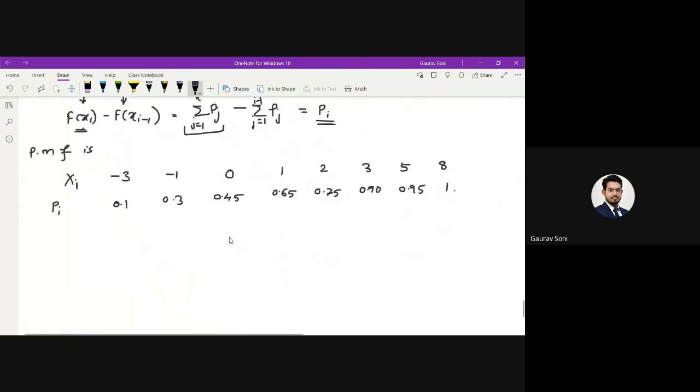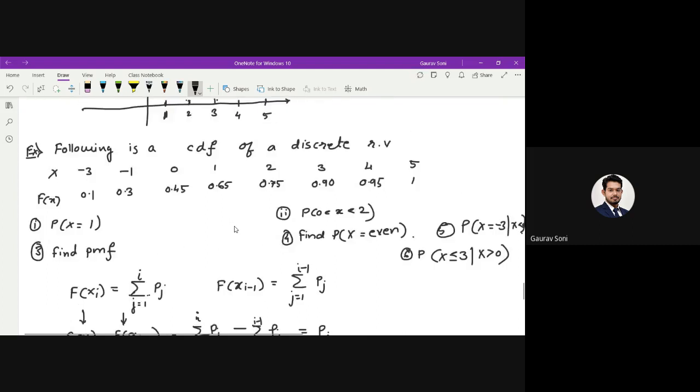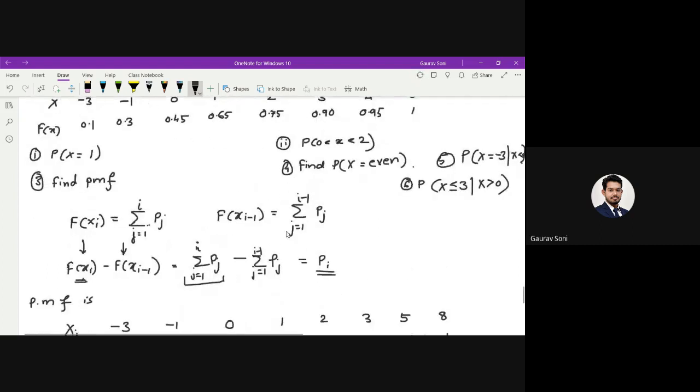Next, probability of x equal to 1. This is directly from the table, 0.65. The next one, probability of 0 less than x less than 2.